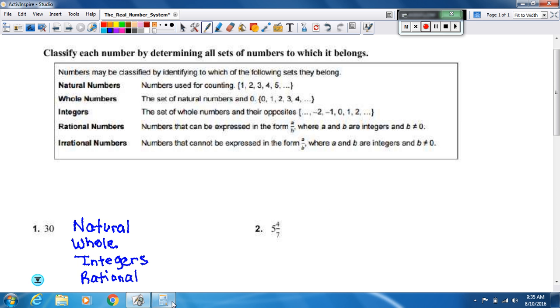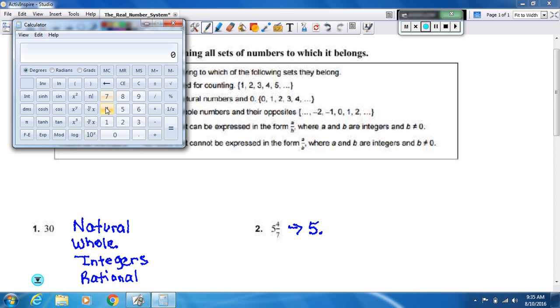5 and 4/7. Okay, that's the same as 5 point, let's do 4/7. 4 divided by 7. All right, I want you to notice how this just keeps going. The reason it stops here at this 7 that I am pointing at is because it doesn't fit on the calculator. It does have a repeating pattern: 5, 7, 1, 4, 2, 8.